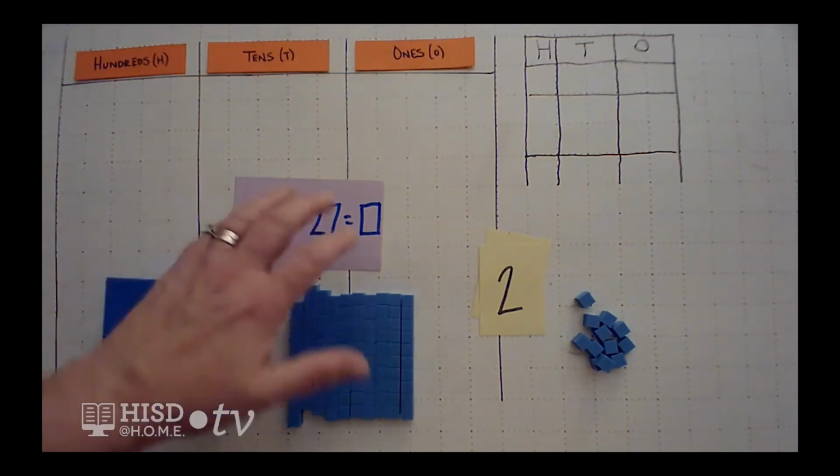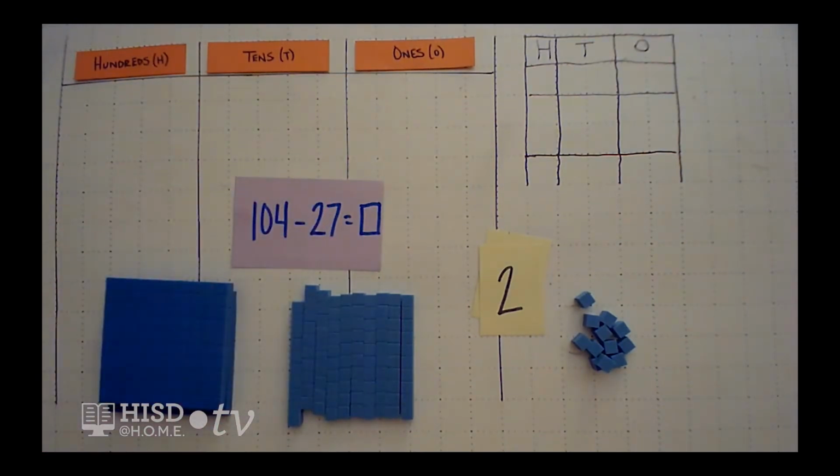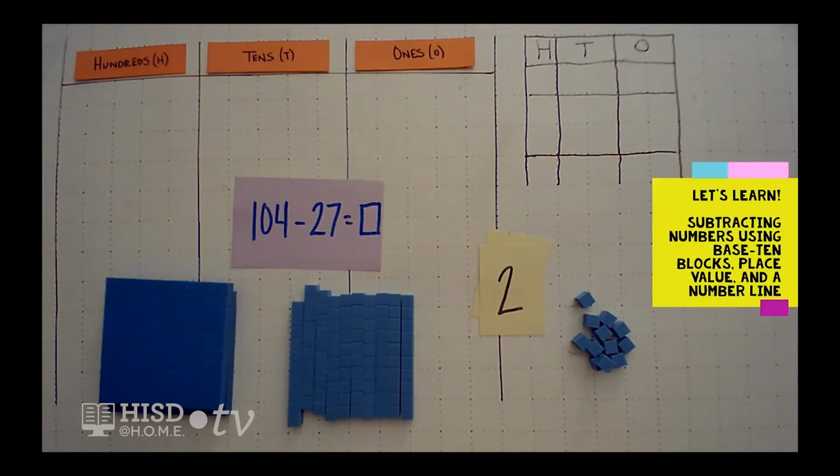And as you can see, I've got a big place value chart here that we're going to use with our base 10 blocks. So remember, during our Let's Learn section, we're going to work on subtracting numbers to find a difference using base 10 blocks, using an open number line, using place value, and then we're going to be able to explain what we're doing using some of that academic vocabulary from earlier this morning.